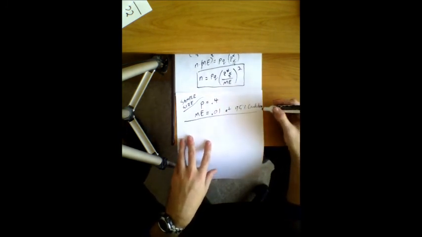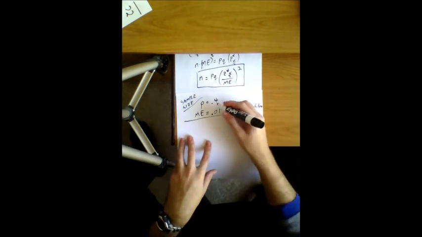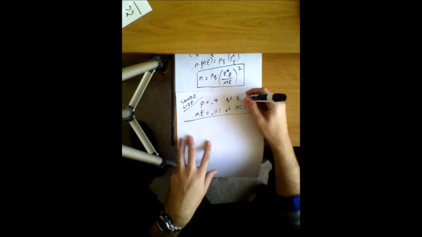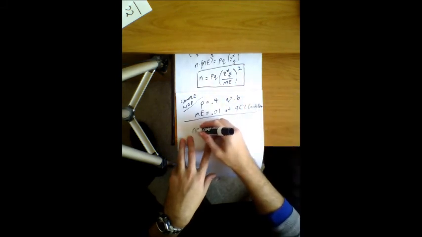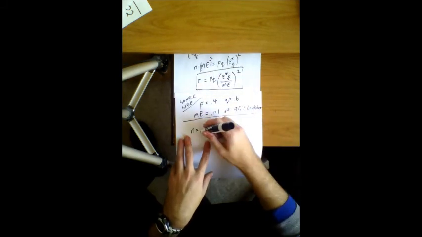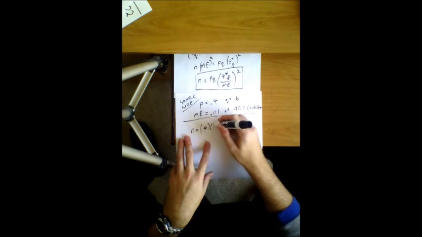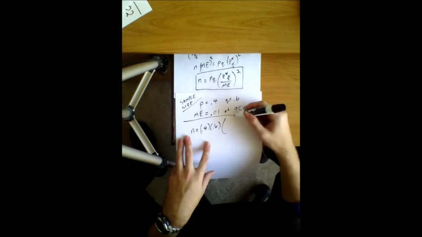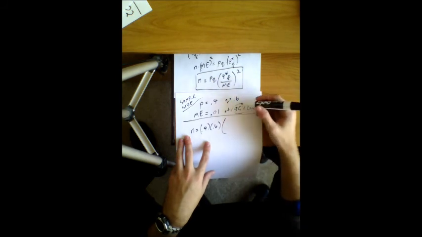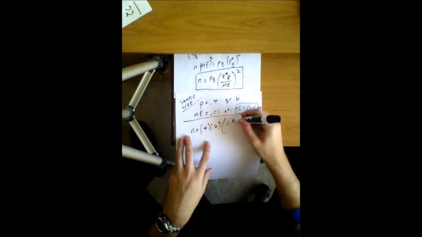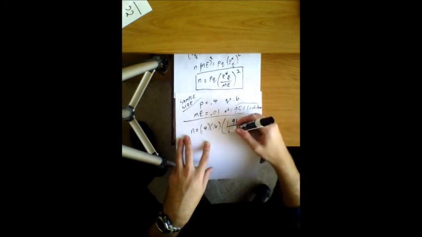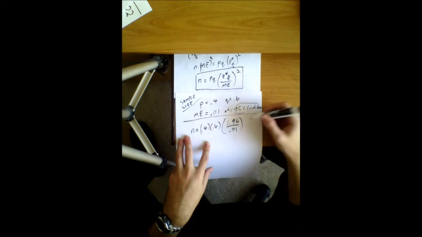So here's what we have. We've got P is 0.4, so that means Q is 1 minus 0.4, which is 0.6. So my N is 0.4 times 0.6, Z star of alpha over 2. This is 95% confidence. This is 1.96. All divided by the margin of error, which is 0.01, squared.